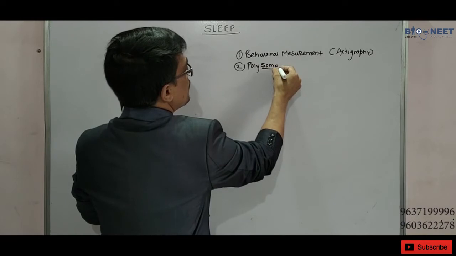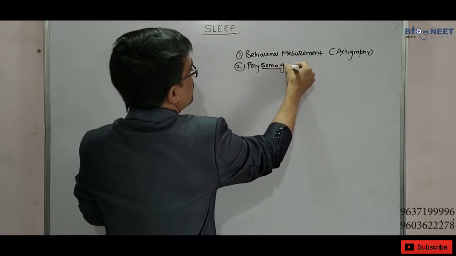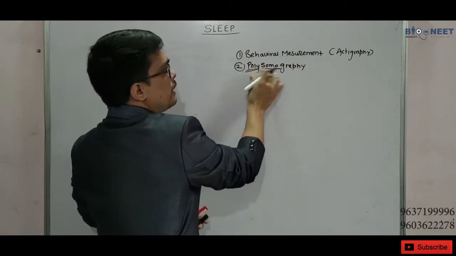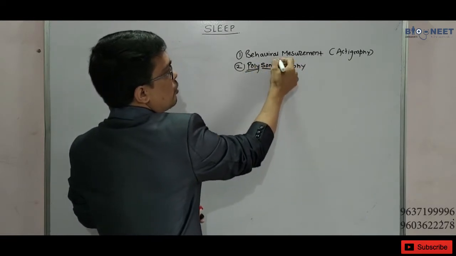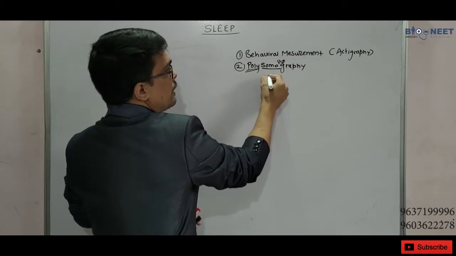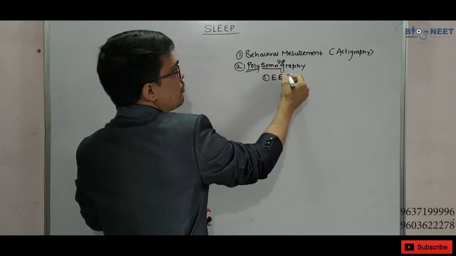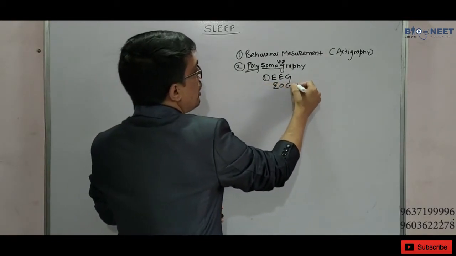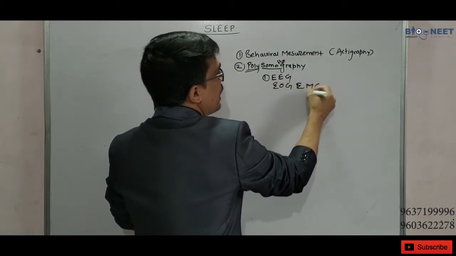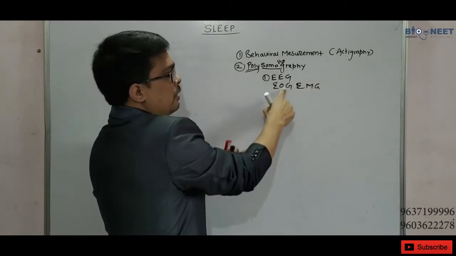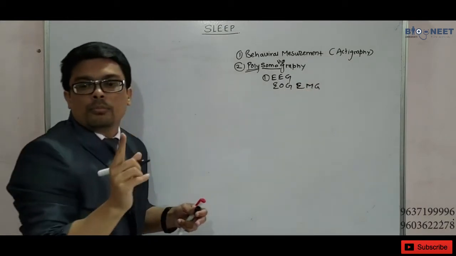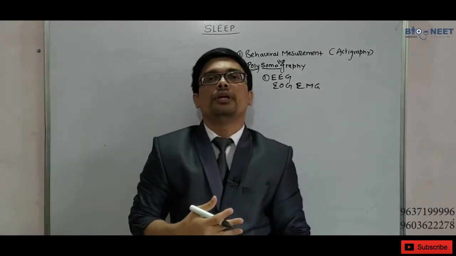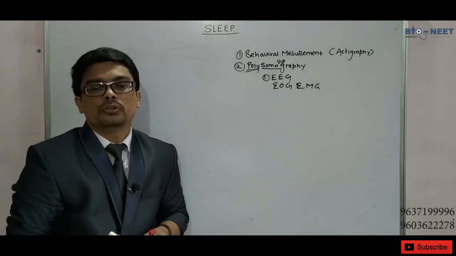Somno means related to sleep, graphy means graph. EEG is one kind of graph. Poly means there are many examples that come under polysomnography. One we already discussed, that is the electroencephalogram. Then the electrooculogram and the electromyogram. Myogram is for what? Muscle twitching. Oculogram is for what? Eye movement. So these are various types of investigation. One is called behavioral measurement, another is called polysomnography.